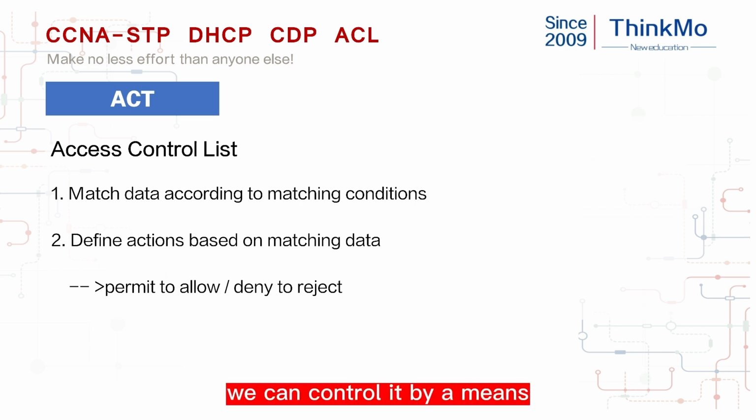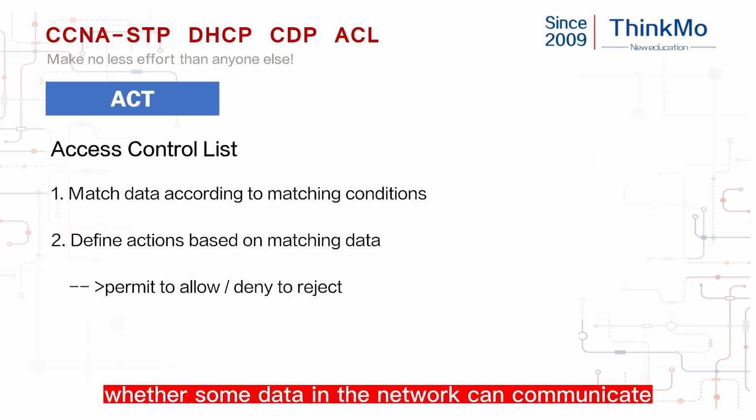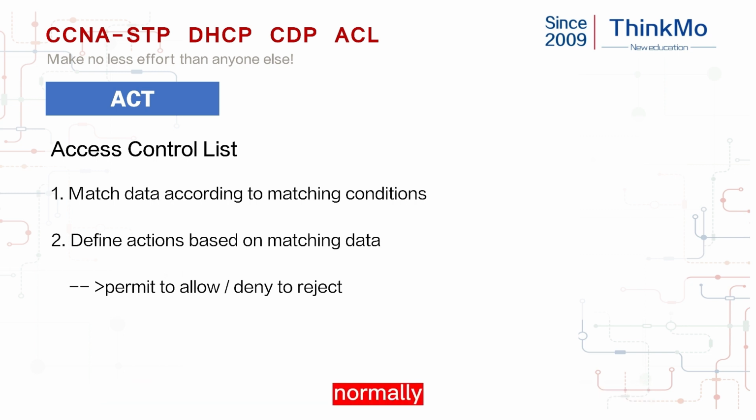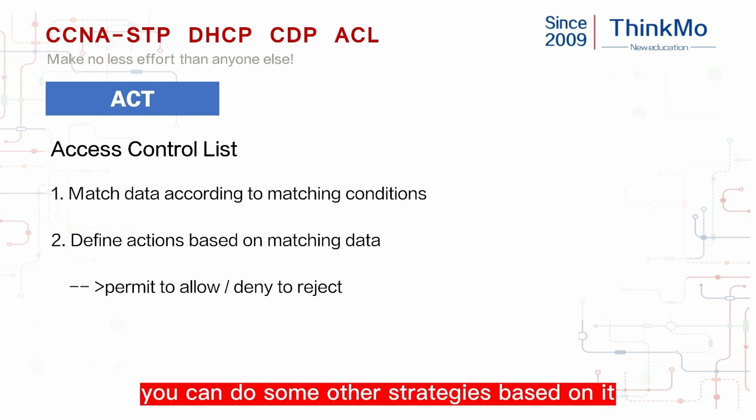We can control it by a means, that is, control whether some data in the network can communicate normally. This is the concept of ACL. Or, it is equivalent to restricting internet traffic in a certain range. You can do some other strategies based on it. It's not just a question of whether it works or not.